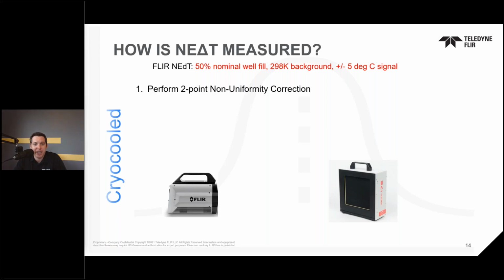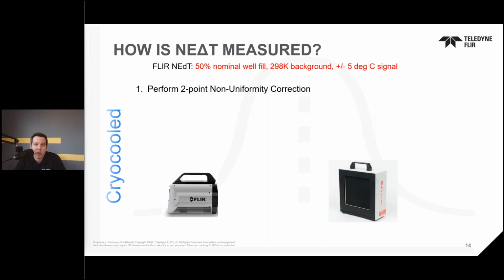At FLIR, the NEDT on cooled cameras is measured at 50% nominal well fill, a 298 Kelvin background, plus or minus 5 degrees C signal. What this means is that we dial the integration time or exposure time in to see 50% well fill. But you might ask, if you're not familiar with these detectors, what is well fill and how do we know what that well fill is?